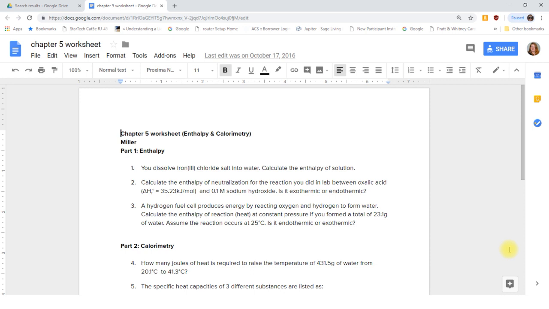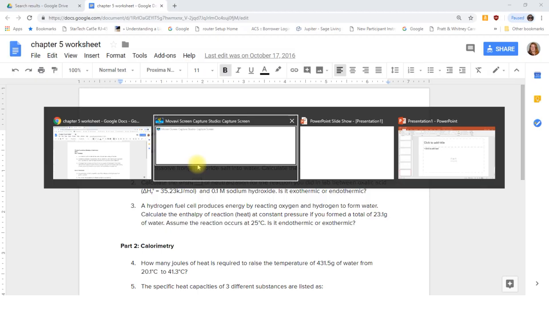Alright, so number 1 says we're taking iron 3 chloride in water, and it wants us to calculate the enthalpy of solution. So that means it's dissolving. Whenever we're doing an enthalpy problem, we always want to have a reaction to look at. So iron is Fe, and of course chlorine is Cl. It says iron 3, so that means it's the 3 plus version. There are 2 choices for iron on the periodic table, and it's important to know which one is which, because when we want to balance these charges, if it was Fe2 plus, it would be a completely different compound, completely different properties.